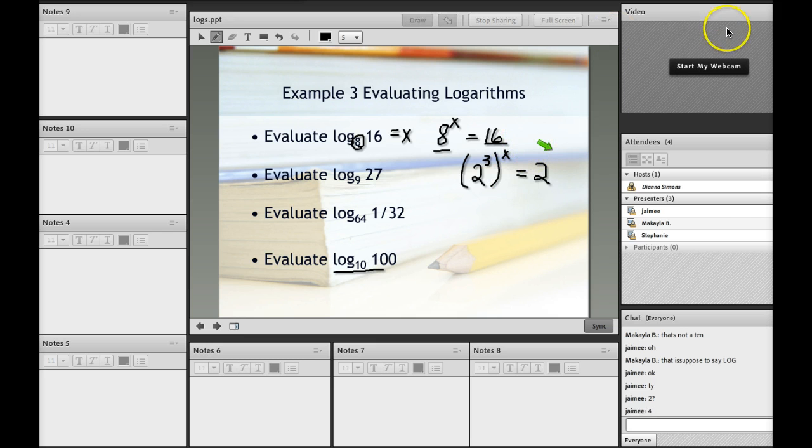Let's think about 8, right? 2 times 2 is 4, times 2 is 8, times 1 more 2, 16, so that's 4, right, Jamie? Okay.